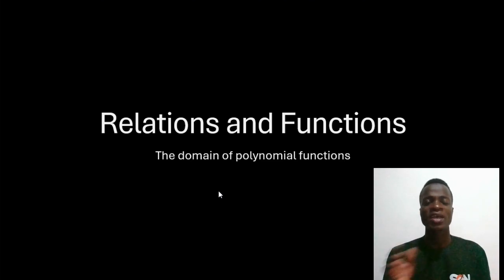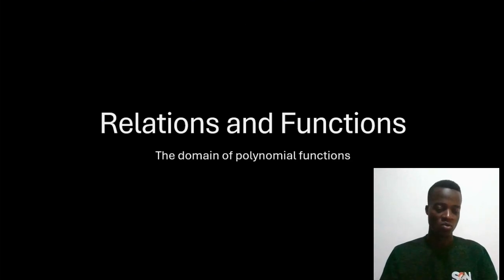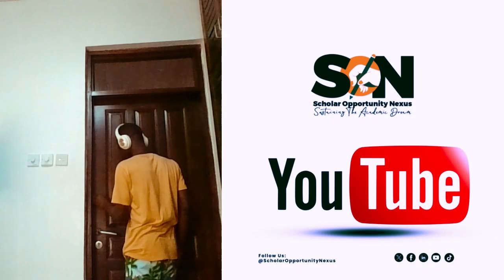So generally, when you come to domain of a function, there are three key feature functions that you have to actually identify, right?